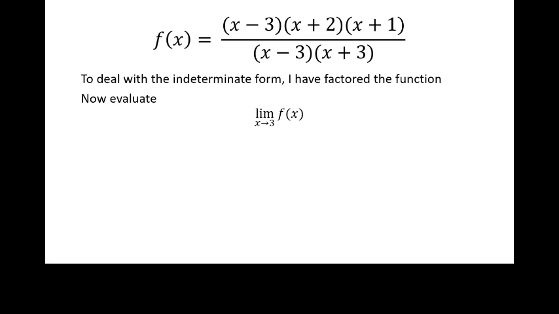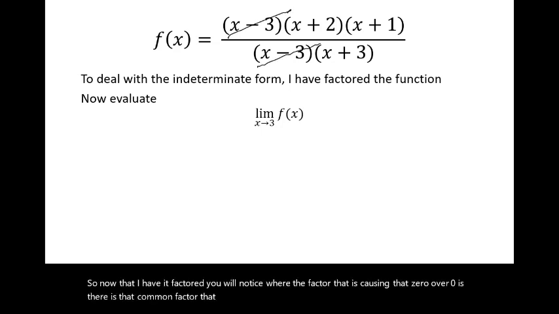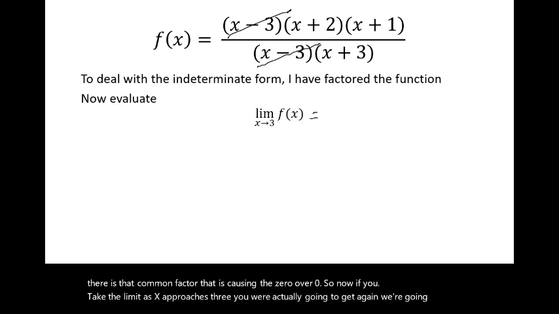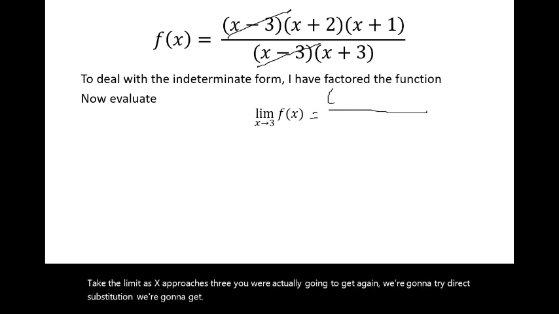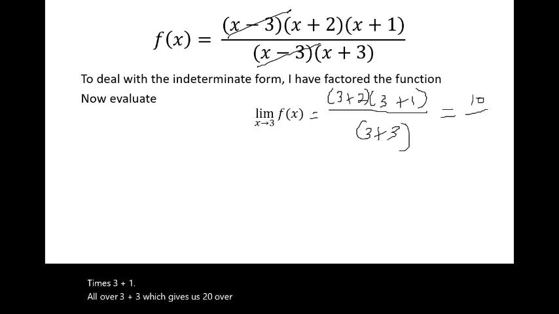Now I've gone ahead and factored it for you just for the sake of time. So now that I have it factored, you will notice that common factor that is causing the 0 over 0. So now if you take the limit as x approaches 3, we're going to try direct substitution. We're going to get (3 plus 2)(3 plus 1) all over 3 plus 3, which gives us 20 over 6, which reduces to 10 over 3.